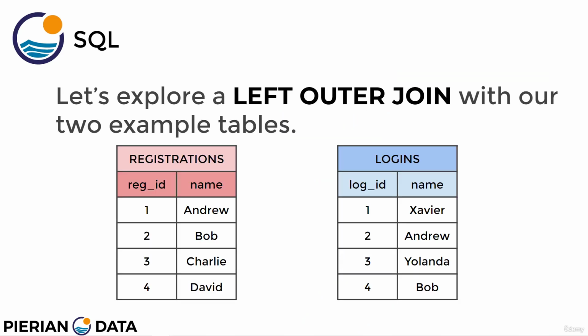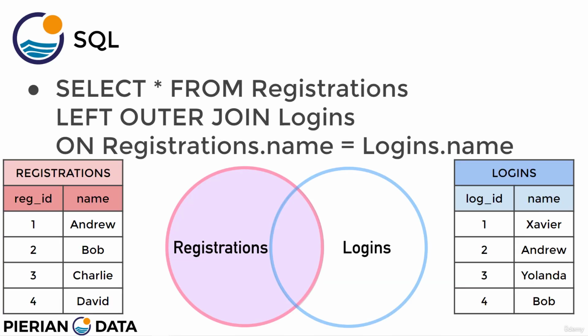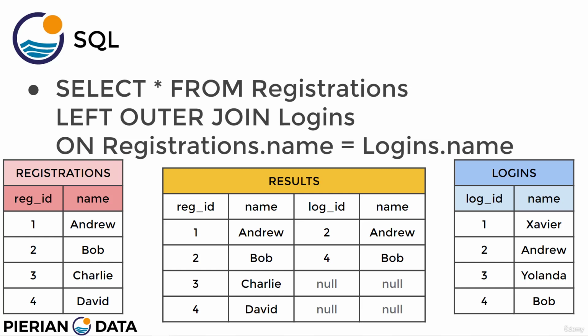So let's explore a left outer join with our two example tables. Here we have registrations and logins. What we're going to say here is select everything from registrations, perform a left outer join on logins on registrations.name equal to logins.name. And what does this actually look like? Well, it's going to return the following. Recall that we're going to grab everything from the registrations table, and if there happens to be a match with the logins table, we'll go ahead and return it.